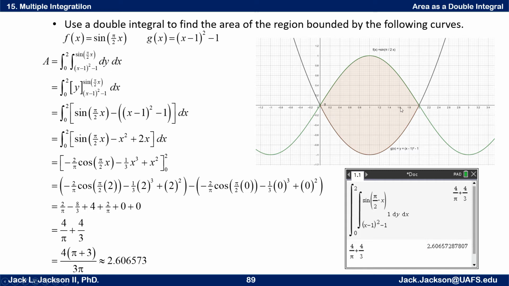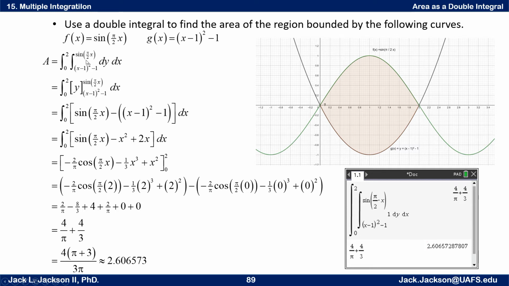We need to know these points of intersection, but this one has some pretty nice ones that pop out at us pretty quickly. They cross at (0, 0) and at (2, 0). And you can plug those in to be sure that those are exact values. For example, if we plug in 2 in here, pi over 2 times 2 is pi, sine of pi is 0; 2 minus 1 is 1, squared is 1, minus 1 is 0. And if you plug in 0, 0 minus 1 is negative 1, squared is 1, minus 1 is 0; 0 times pi over 2 is 0, and sine of that is 0. So they do in fact cross exactly at those two points.